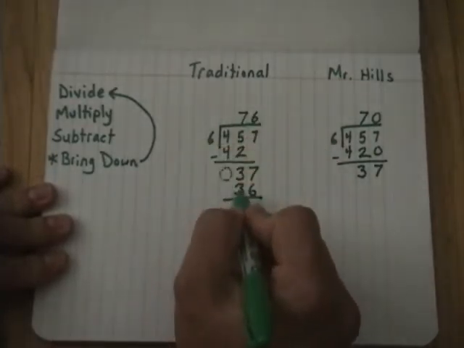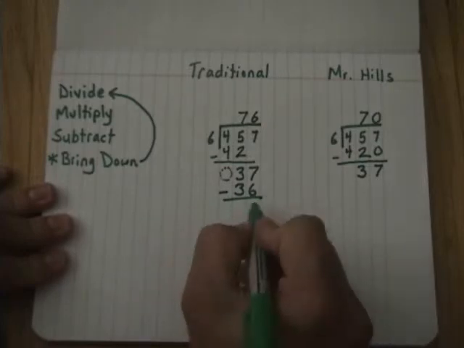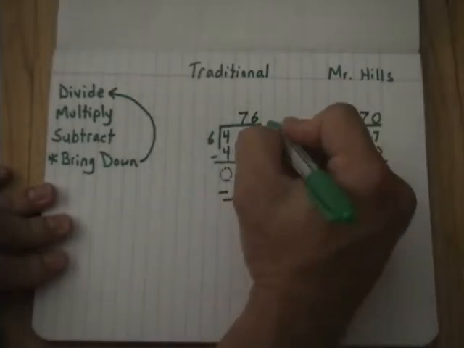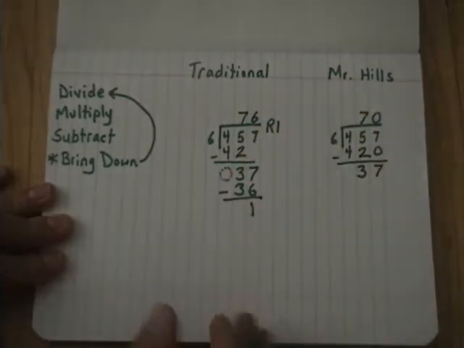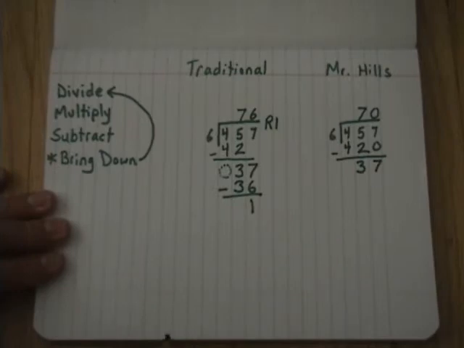I just did my multiply step. I didn't tell you there. I did it real quick. And now I'm going to subtract. And I get 1. 1 is smaller than 6, so my remainder is 1. Okay, so the traditional sets it up real nice. Your number is all set for you, 76.